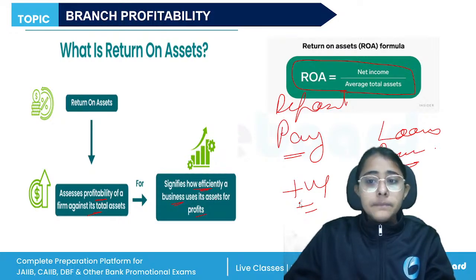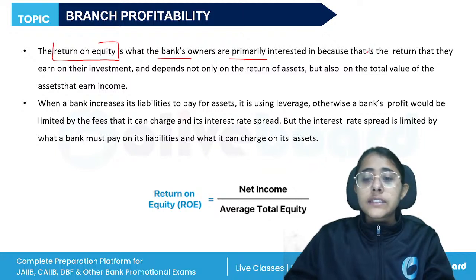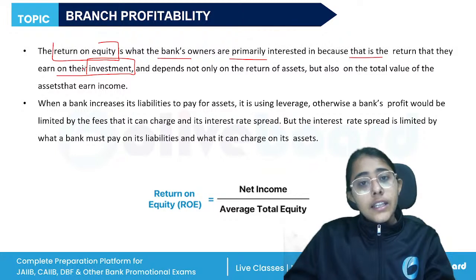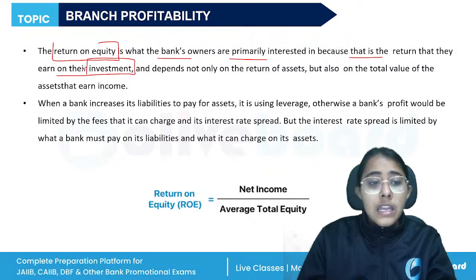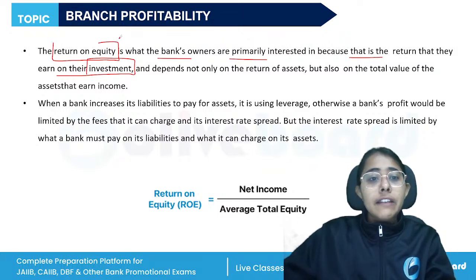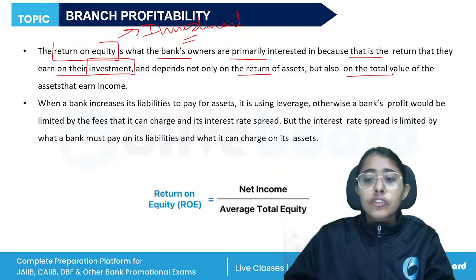All right. Then the second measure is the return on equity. The return on equity is what the bank's owners are primarily interested in because that is the return that they earn on their investment. The return on assets is basically the difference between the interest which is paid by the bank and which is earned by the bank. But return on equity, equity means the investment that is undertaken and what profit we are deriving on that investment. So it depends not only on the return on assets but also on the total value of the assets that earn income.